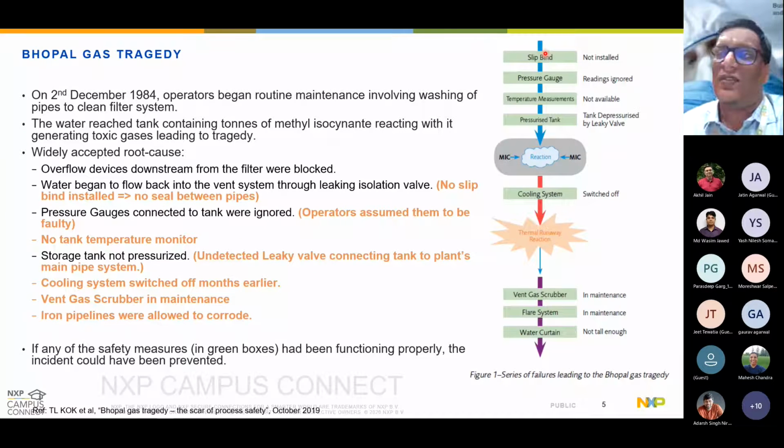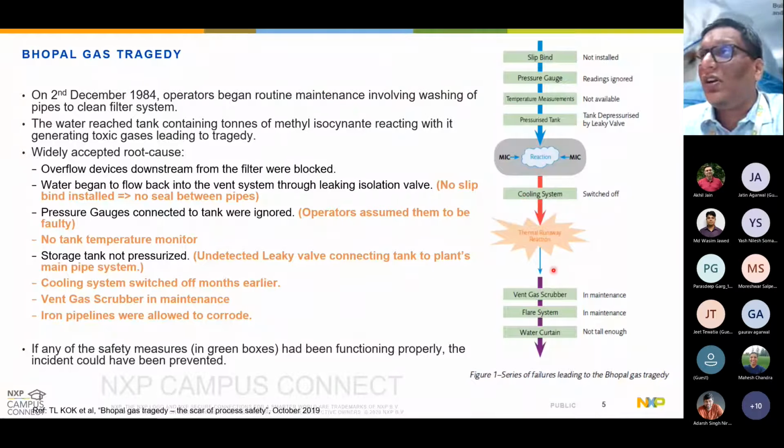So this is one of the safety processes that we have, that whenever you're cleaning the vent, you have to install a slip blind or a barrier to prevent the water from going into the tank or into the pipes. There were pressure gauges installed in the system, but the operators were probably not trained enough to understand those pressure readings, and so the readings were ignored. The temperature measurement systems were not installed, maybe due to cost reasons. And there were leaky valves in the system, so that caused the water to slip into the gas tank.